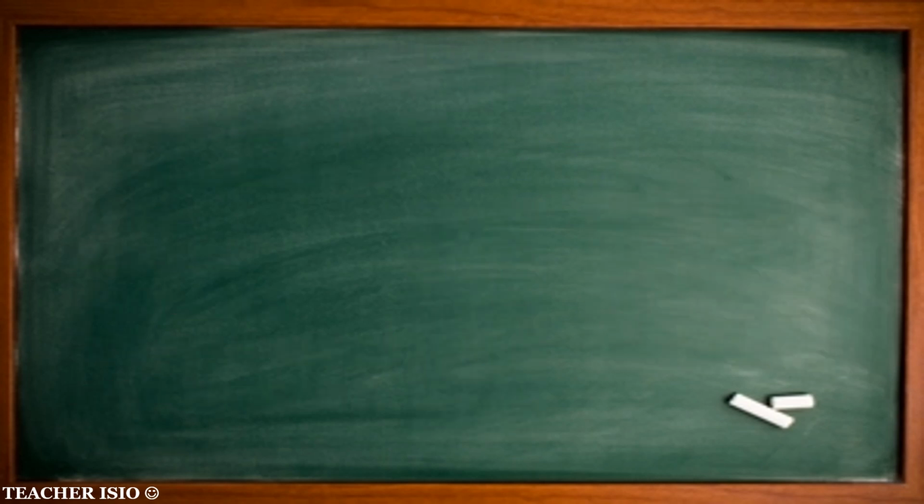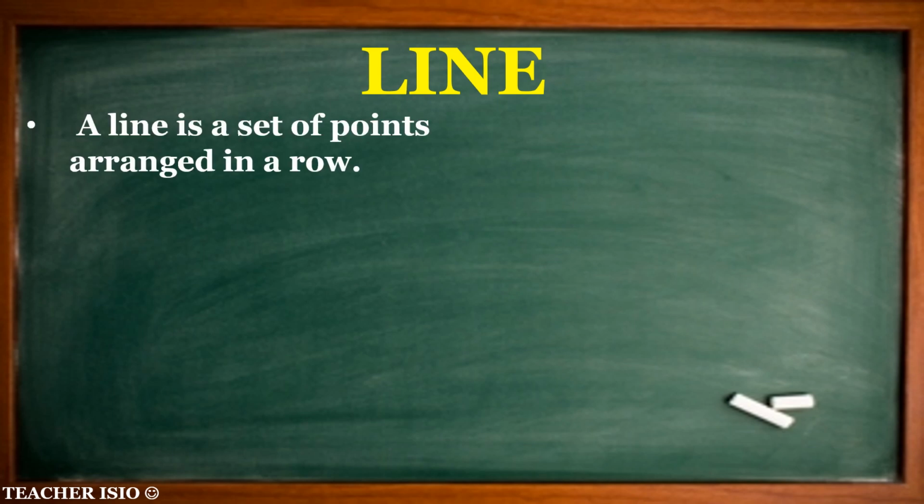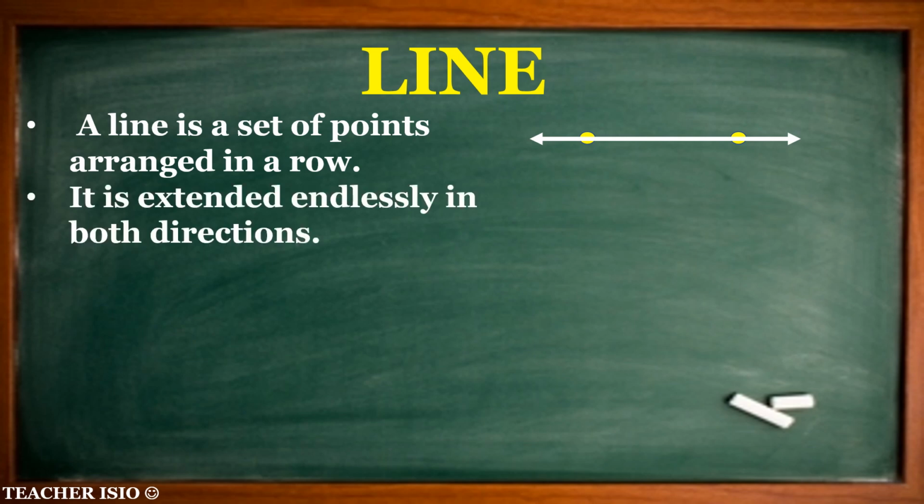So now, let's have the line. A line is a set of points arranged in a row. Always remember, when it comes to line, it is composed of many points or infinite points. So I have here 2 points. So if I'm going to connect the 2 points, that is a line. Okay? So it is extended endlessly in both directions.